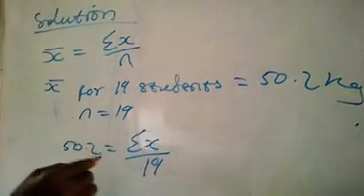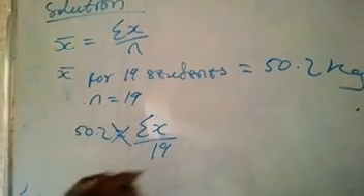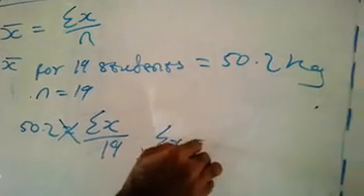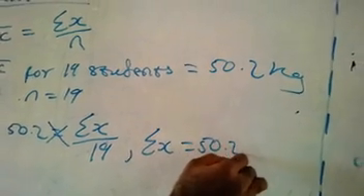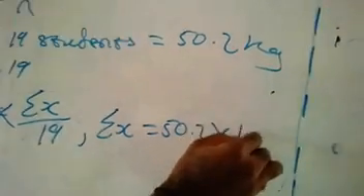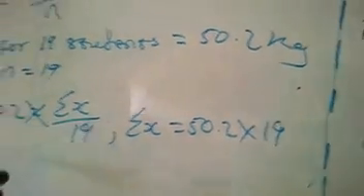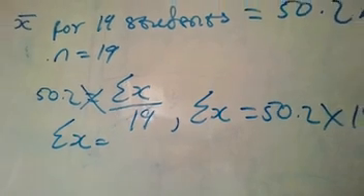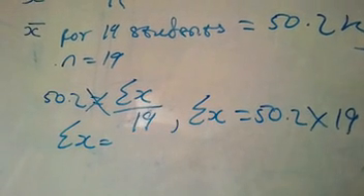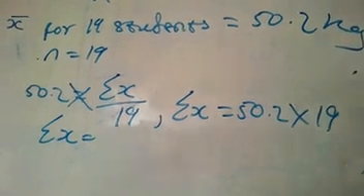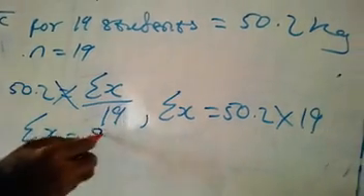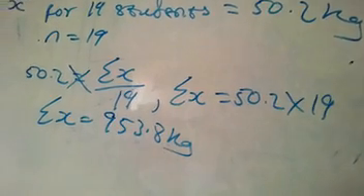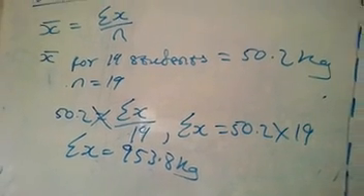So that when we cross multiply this, we have it that the sum of their masses is equal to 50.2, which is the mean of their masses, multiplied by 19, which is their number. So the sum of their masses, when you press in your calculator, it should give you 953.8 kg. That is the sum of the masses of 19 students added together.